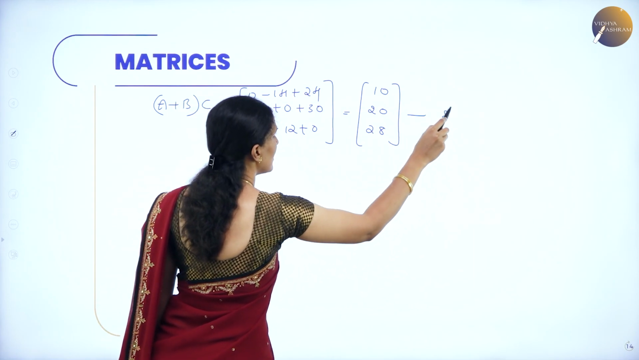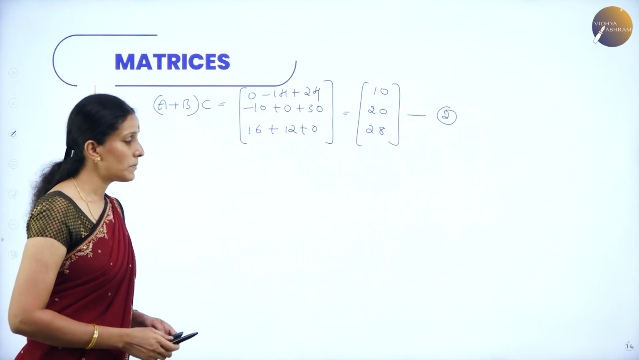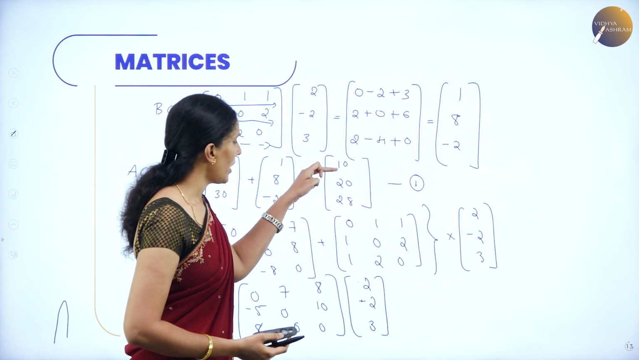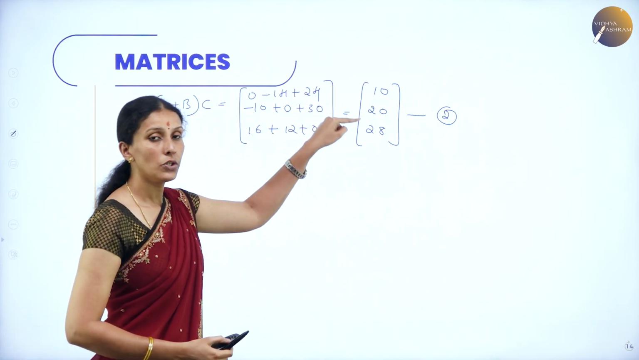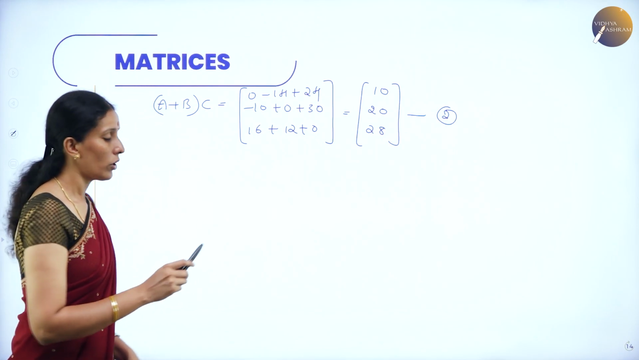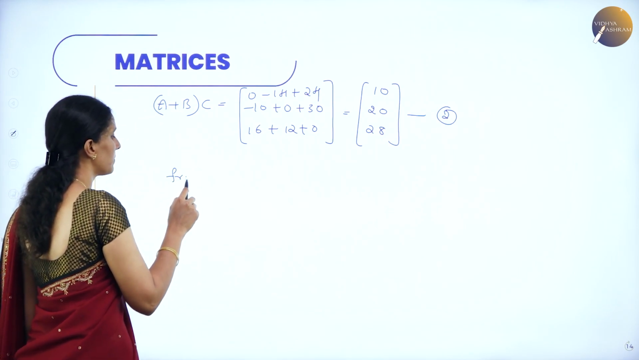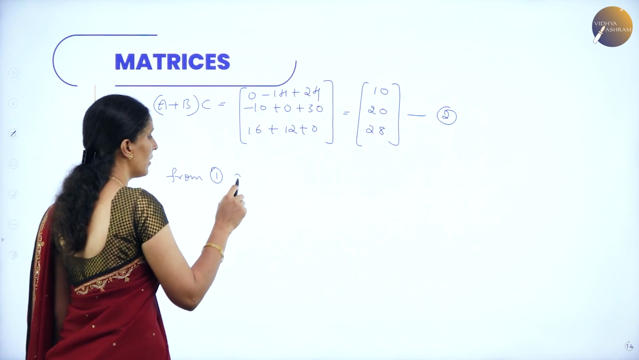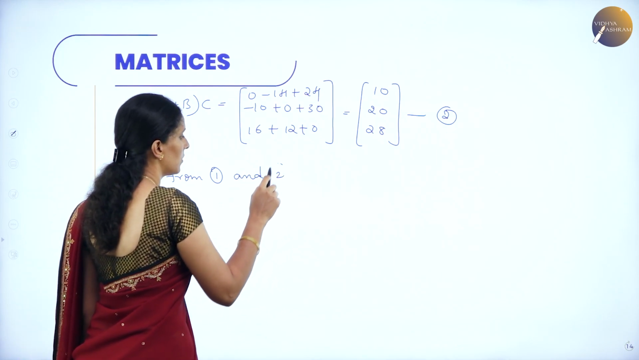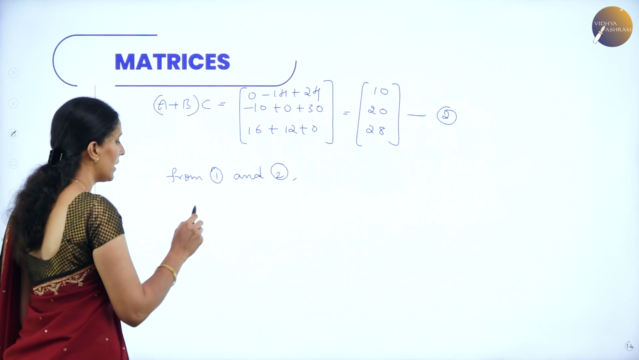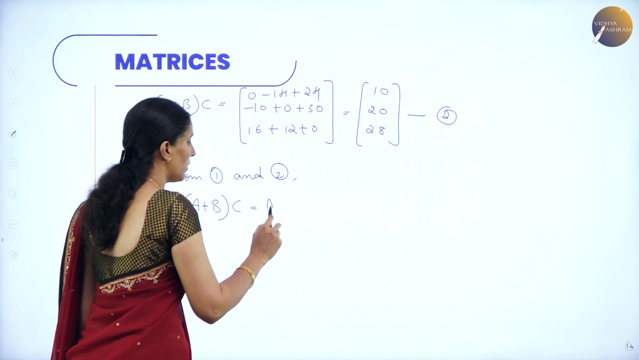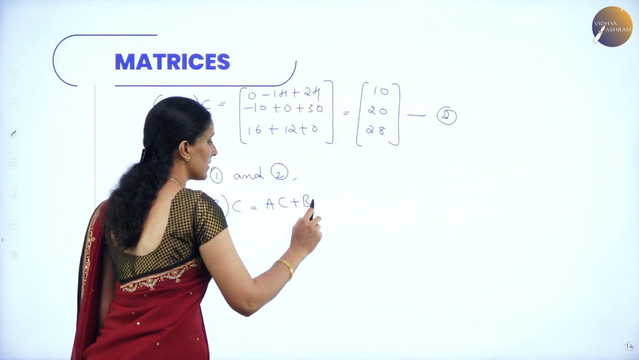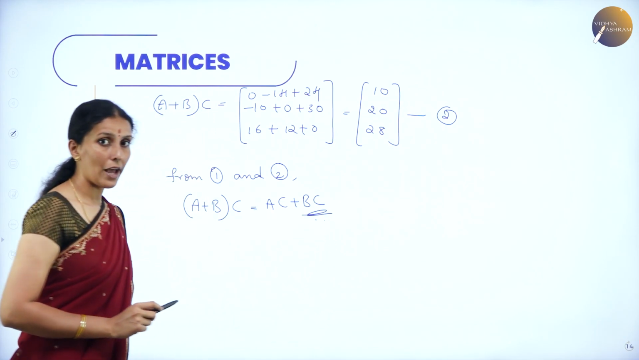Let me take this as equation 2. So observe equation 1, it is 10, 20, 28. Observe equation 2, it is 10, 20, 28. So therefore what we can conclude from 1 and 2. From 1 and 2, A plus B into C is equal to AC plus BC. Hence, we have proved it.